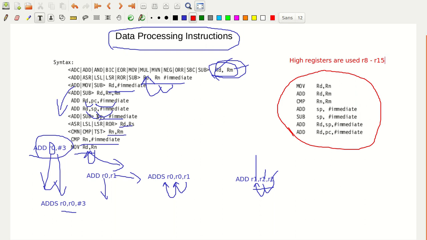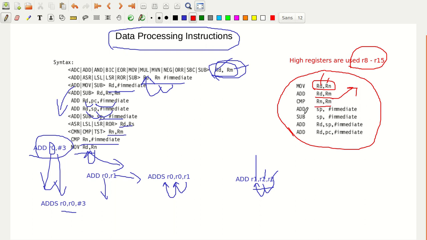Of course, these instructions are part of this one also. What are those instructions? If I use it this way, move RD comma RN, here I can use RD or RN. I can use any one of the high register contents. Similarly, add RD comma RM, here also I can use any one of the high registers, either for the destination register or for the RM. Similarly for the comparison instruction also you can use it here.